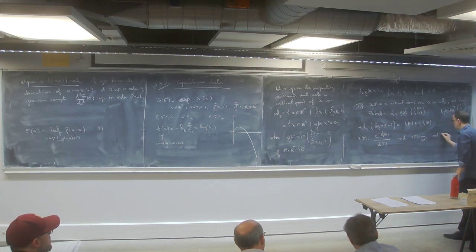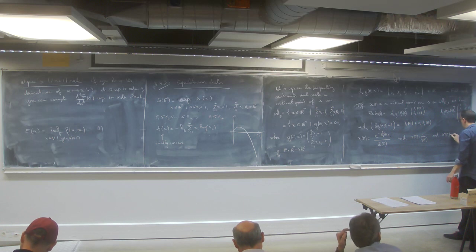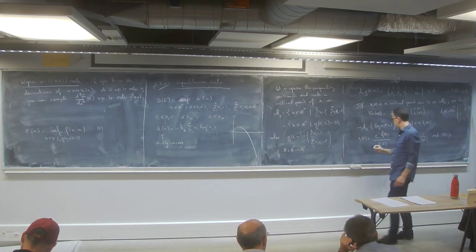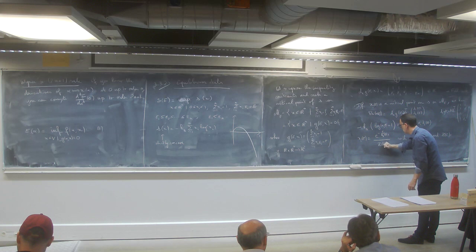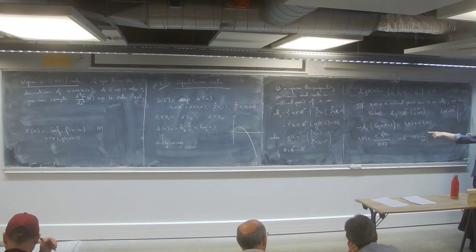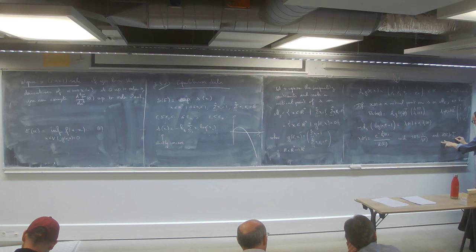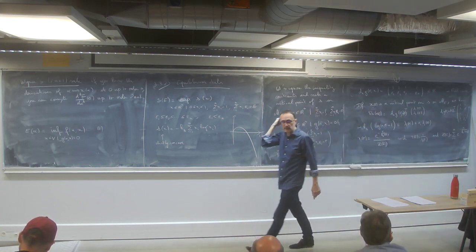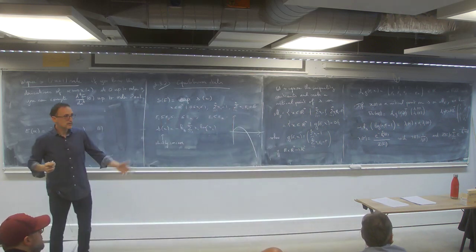And Z of E, which depends in fact on T. No, Z of E depends on T through T of E. This is just the sum from i equals 1 to N of exponential minus epsilon i divided by kB T of E. Okay, so this looks familiar. This is a Boltzmann weight.